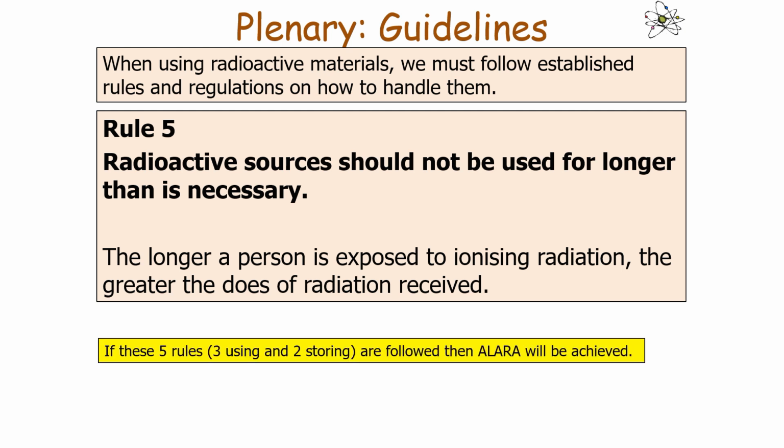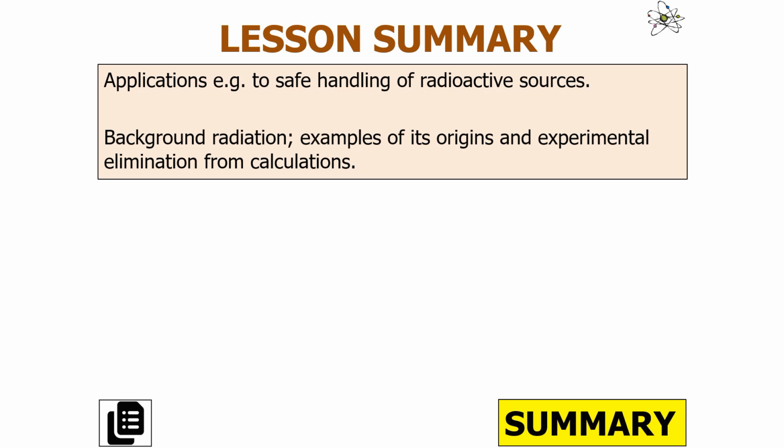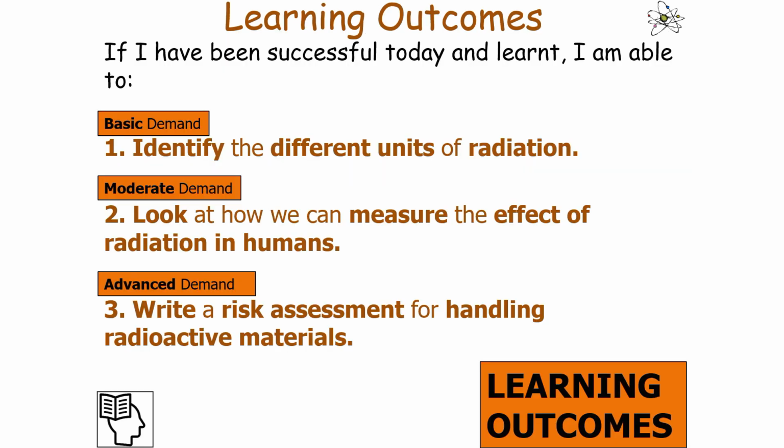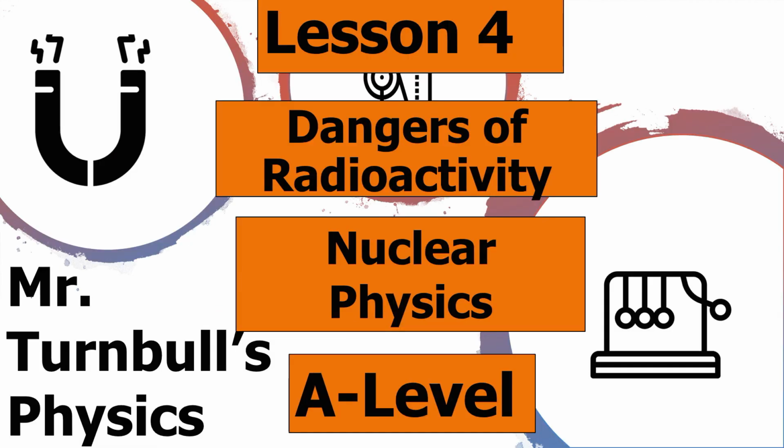If the rules, the three rules for using and the two for storing, are followed, then a low risk will be achieved. So if we have learnt in today's lesson, we should be able to understand the applications of handling radioactive sources, understand background radiation, examples of its origins, and experimental elimination from calculations. We should also be able to identify the different units of radiation, look at how we can measure the effect of radiation in humans, and finally write a risk assessment for handling radioactive materials. I hope you've enjoyed today's lesson on the dangers of radioactivity, which is part of the nuclear physics topic in AQA A-level physics. Thank you very much and have a lovely day.